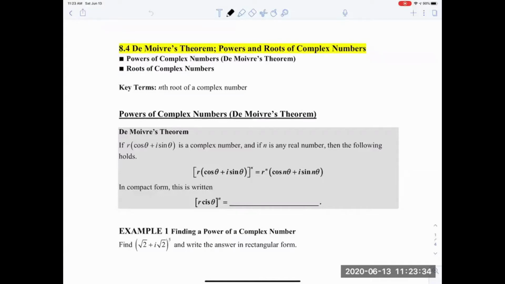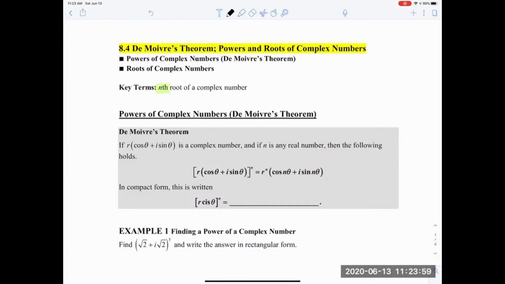Well, hello everyone. This video is designed to go over lesson 8.4, which talks about De Moivre's theorem, powers and roots of complex numbers. So this theorem actually is the nth root of a complex number. It's very important because you're going to apply this in algebra as well, or in pre-calculus, and in calculus.